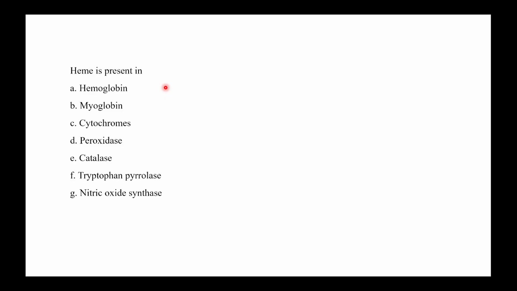So these are the list of proteins which can contain heme in their active center, and all these proteins will have a reddish tinge because of the presence of heme in their active center.